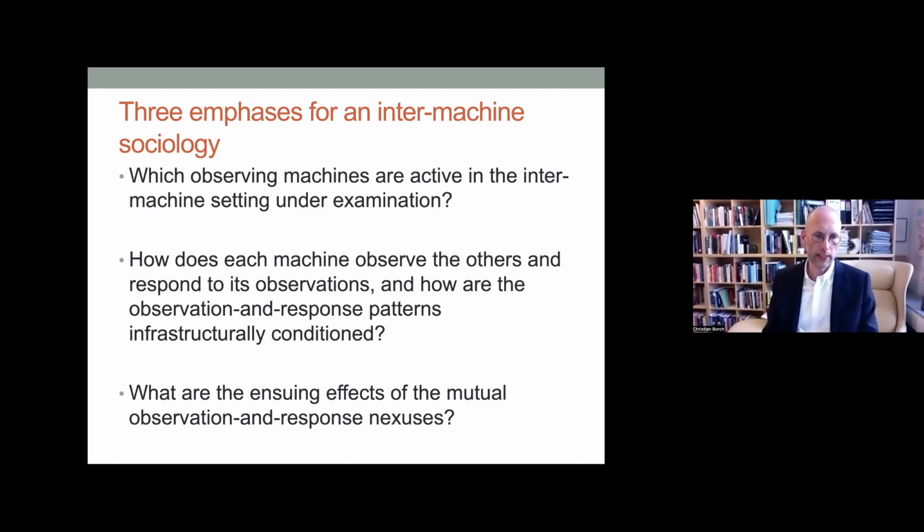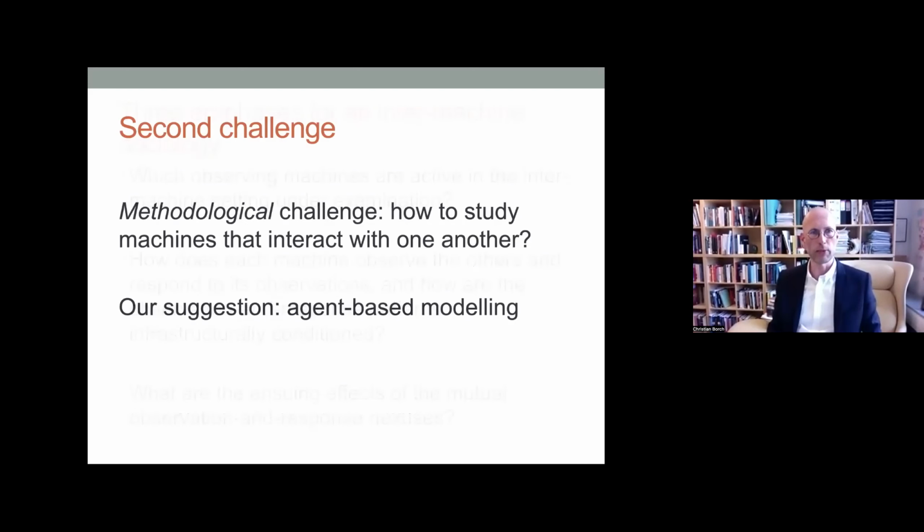Then, as the final step in this kind of inter-machine sociology, and that's obviously the most interesting aspect, the task would be to examine what are the actual effects once these machines start interacting with one another. But this is then also precisely where the second challenge emerges, namely the methodological challenge. So here the challenge is really how can we study machines that are indeed interacting with other machines?